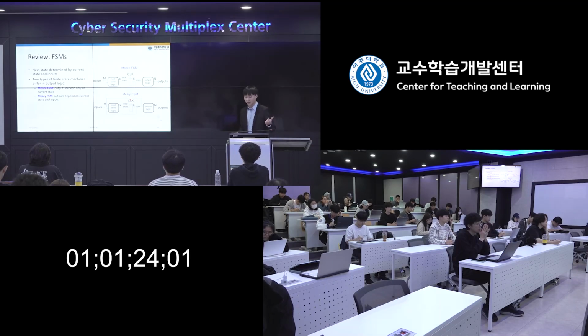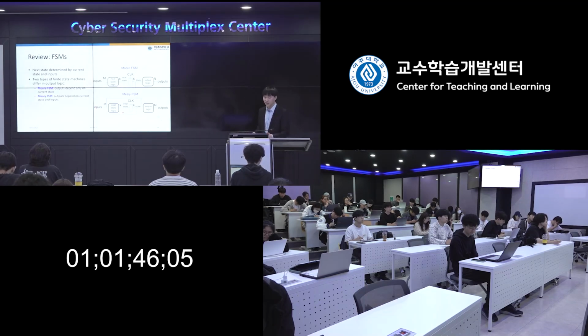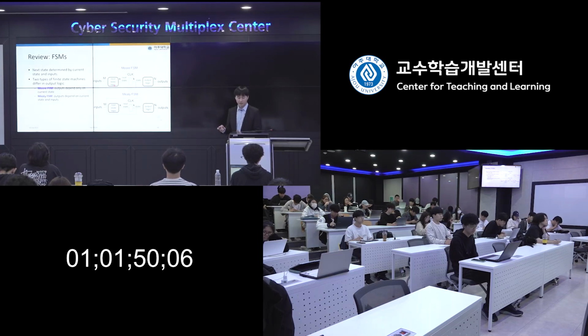So in the previous case, the input is the sensor, right? The traffic sensor. But for the Moore, the output logic will only be determined by the current state. So actually both techniques, both principles are correct. We can design them together. So let's take a look at the example, how we can use the Mealy FSM to design the digital circuit.